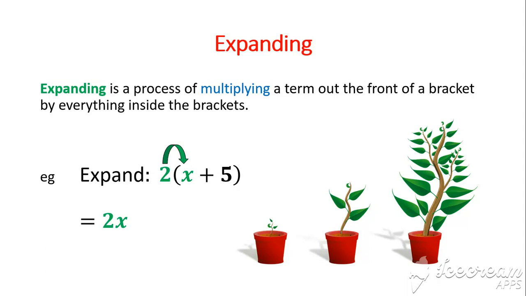So we're going to go 2 times x. 2 times x is written as 2x. We don't write the times. And then we're going to go 2 multiplied by 5. We're going to treat it as a positive 5. 2 times positive 5 makes positive 10. So we write down plus 10. So we end up with 2x plus 10.